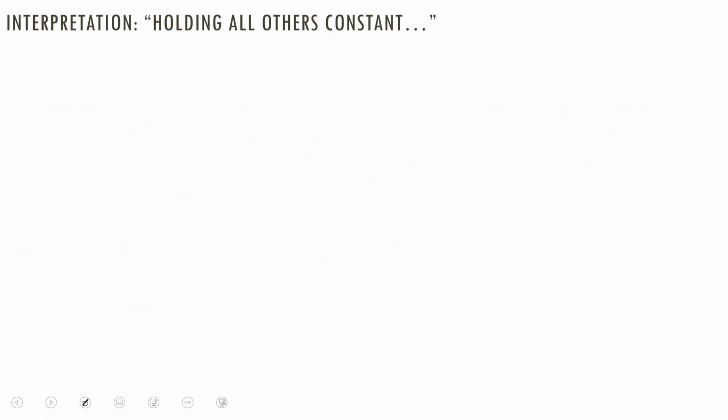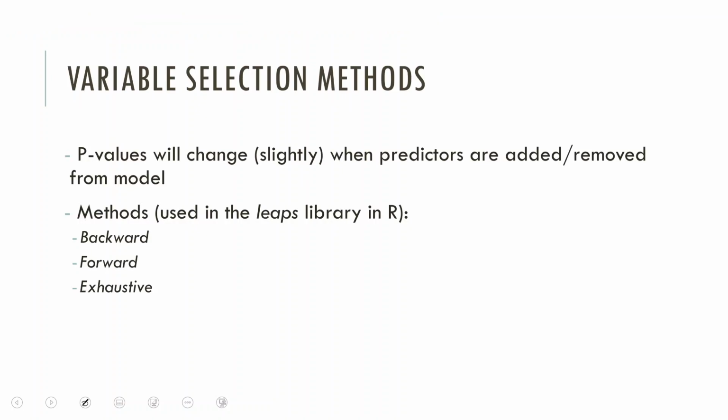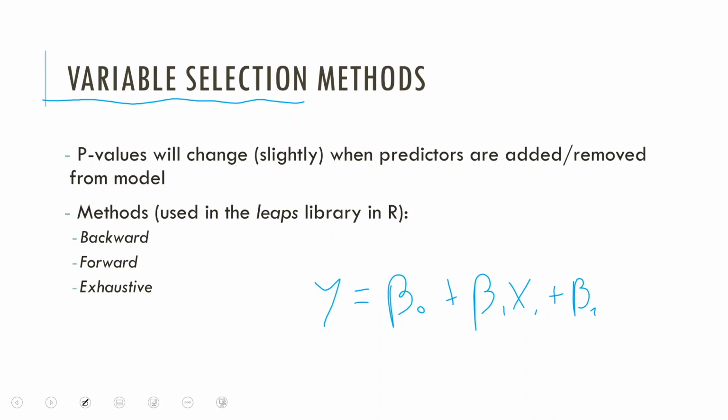We're all good there. Let's talk about selecting variables. Let's say that we have three variables that we're looking at. And I'll show you an example here in R in just a little bit. But we want to figure out, okay, what variables do we actually need? Well, it's important to note that the p-values will change whenever we add or take away some predictor, right? So let's just say, for right now, we have this regression equation. Hopefully I've given myself enough room here.